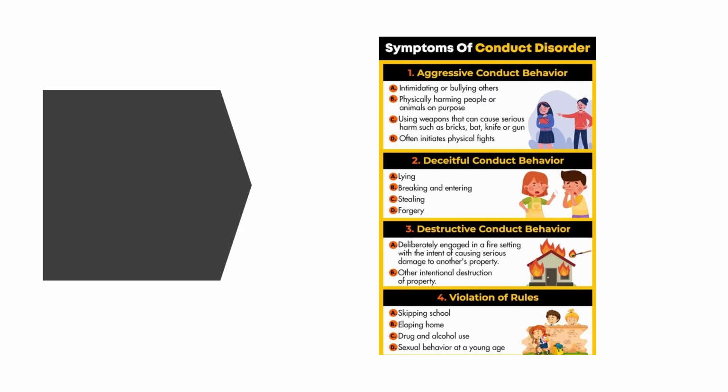Without treatment, they have a risk for juvenile delinquency, substance abuse, and criminal behavior. And this type of behavior can lead to antisocial personality disorder, right? If this behavior continues after 18 years, it's considered antisocial personality disorder.